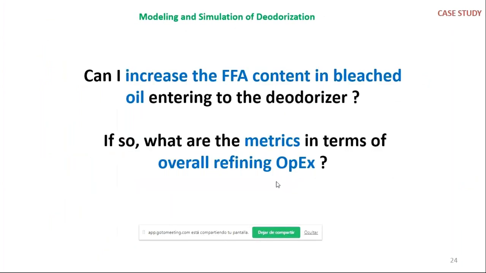As we saw, in our last deodorization tray, we can say that we have some room, okay, of extra capacity to remove free fatty acid from the oil, okay? So what we are going to try now is to translate this extra capacity in terms of extra free fatty acid removal from the oil, considering now that we have a bit higher free fatty acid content in the bleached oil, okay, entering to the deodorizer.